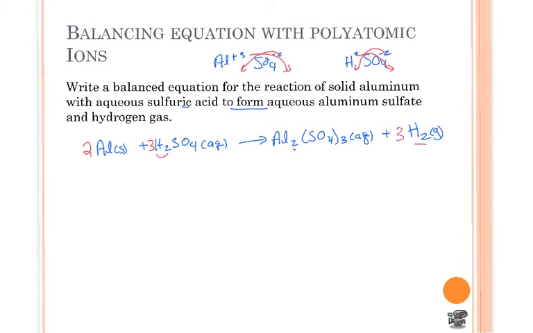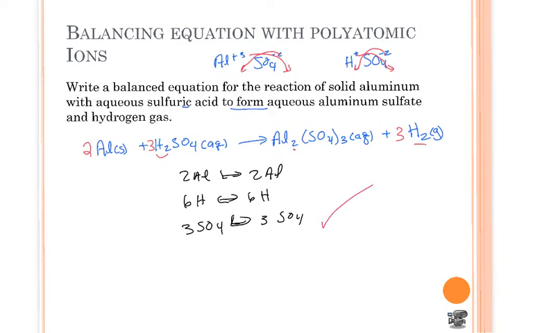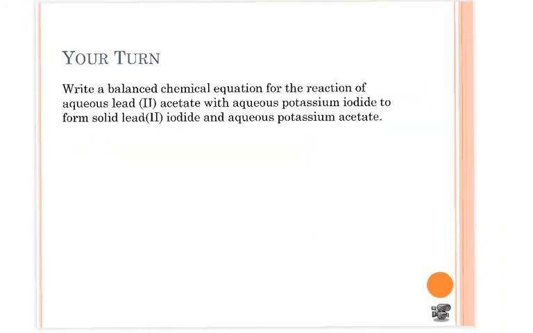All right, we don't have fractions, and let's look to see if we got everything balanced. We have 2 aluminums on the left, and we have 2 aluminums on the right. We have 6 hydrogens on the left, and we have 6 hydrogens on the right. We have 3 sulfates on the left and 3 sulfates on the right. So it looks like we're all balanced. Alright, go ahead and give this a try.